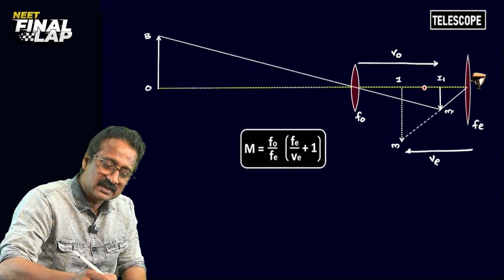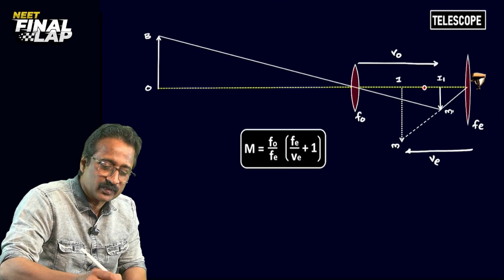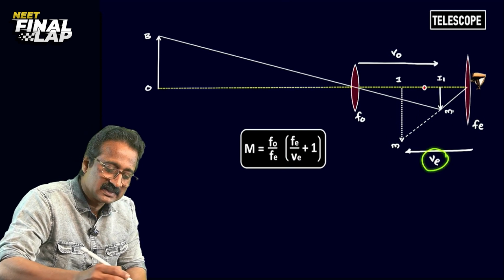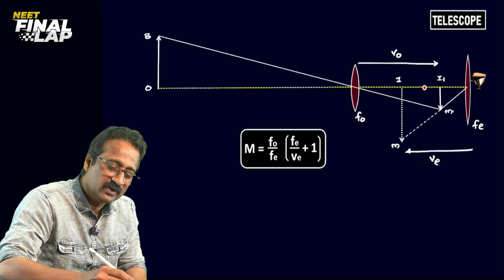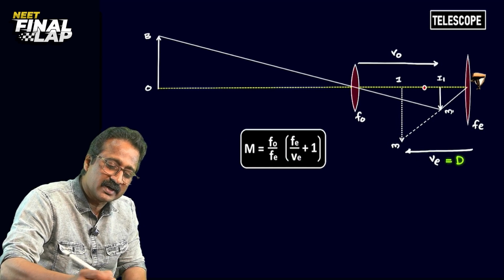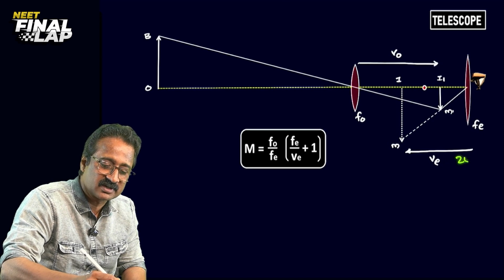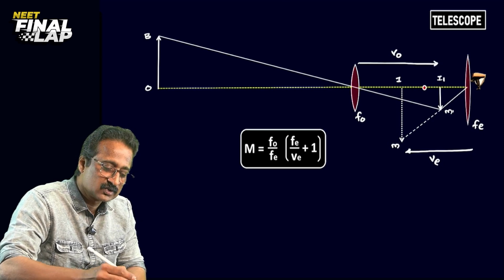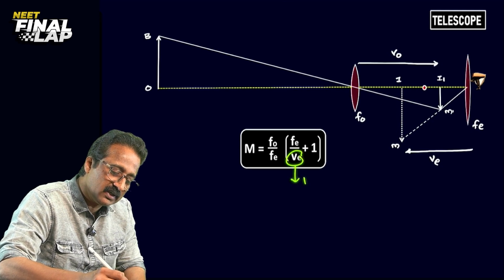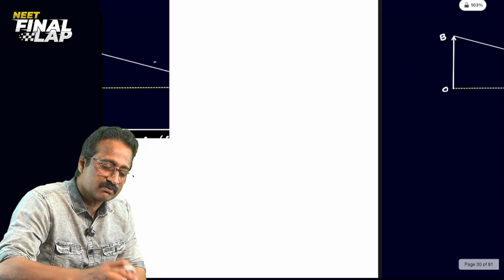You know that this magnifying power will be the largest when VE is the least. If we give V the least value, M will have its largest value. And the least value that can be given to V is D also. If V is 25 centimeter, in that case this M will be largest. So when this VE is given to be equal to capital D, then M is maximum.